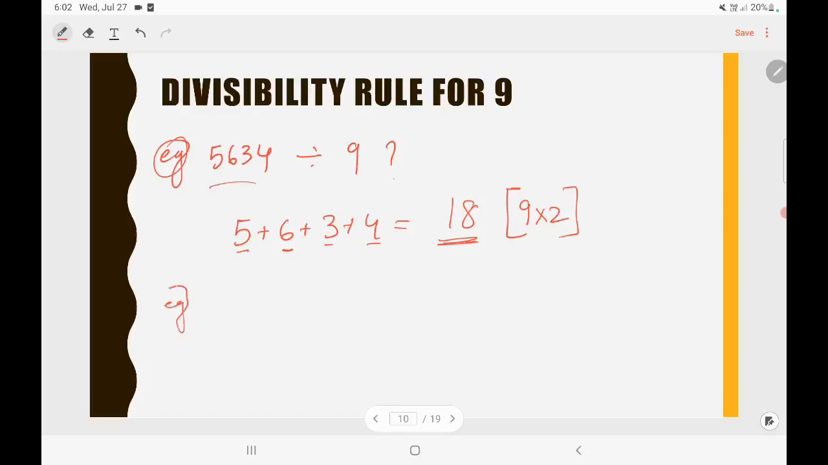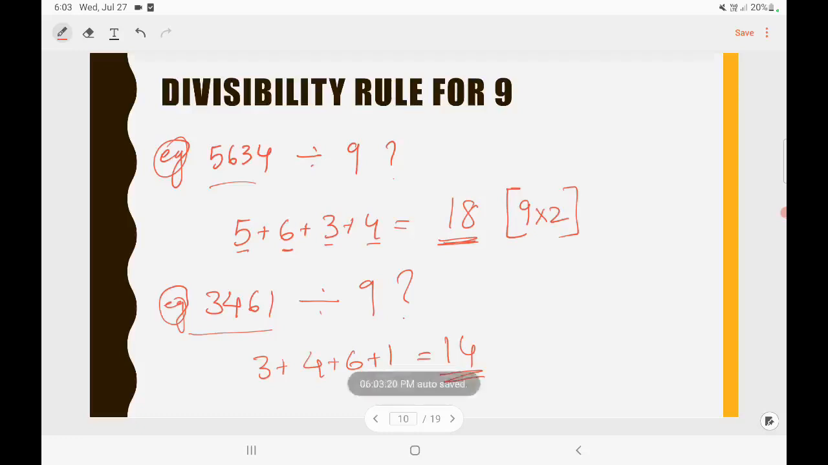Now we'll check with another example. Let's say 3461. We need to check whether 3461 is divisible by 9 or not. What you need to do is sum the digits. That means 3 plus 4 plus 6 plus 1. So 3 plus 4 is 7, 7 plus 6 is 13, 13 plus 1 is 14. Is 14 divisible by 9? No, 14 is not divisible by 9. Therefore, this number 3461 is also not divisible by 9.